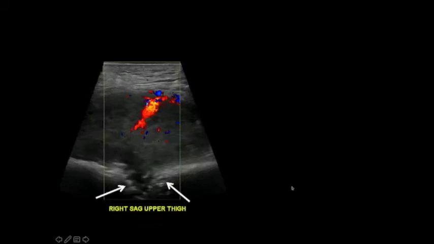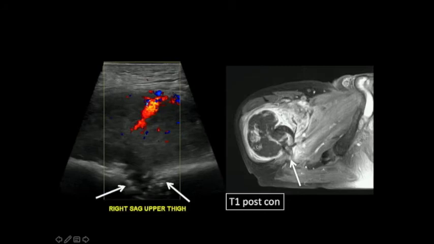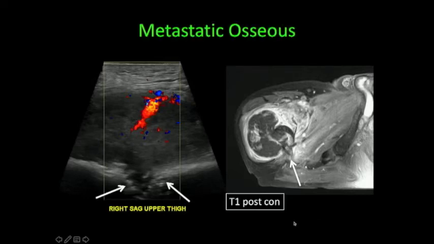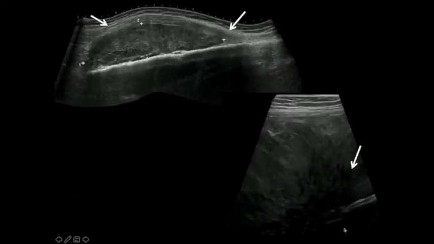Similarly important to look at the whole field of view when you see a mass. So this was a large mass, definitely involving the space of the muscles in the thigh. But if you look at the deepest part of the image that I'm showing you, you can see the cortex of the bone is disrupted, and this mass is actually emanating from it. And this is shown really nicely on the MRI as well, post-contrast. So this was a large osseous metastasis from lung cancer that was originating in the bone and then involving the musculature secondarily.